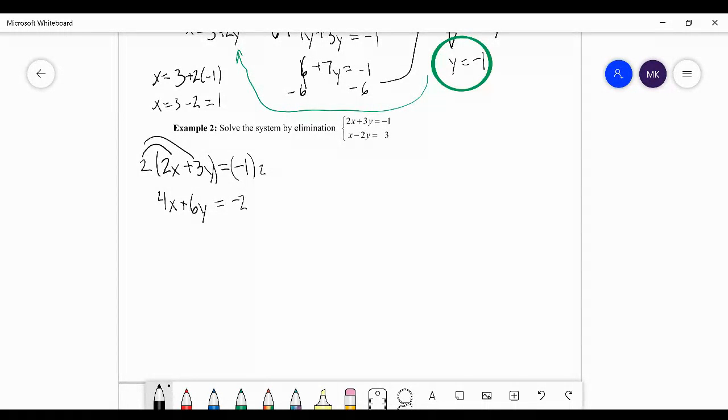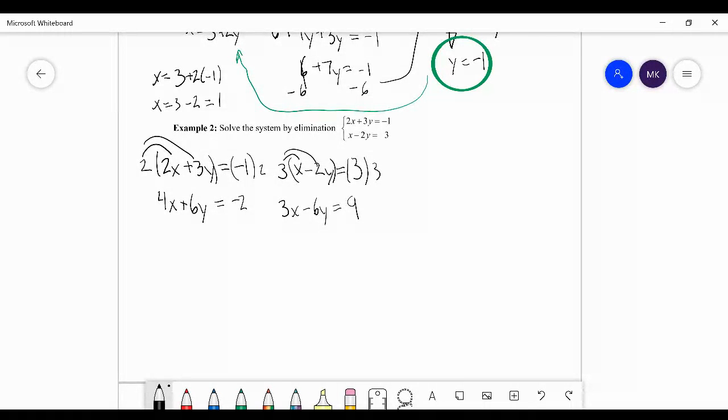And now with the equation x minus 2y equals 3, I'm going to multiply both sides by 3. And that, when I distribute, will give me 3x minus 6y equals 9. Okay, so now notice my y's have equal but opposite coefficients. On this one here, we have a positive 6, and over here we have a negative 6. So now I want to add these together.